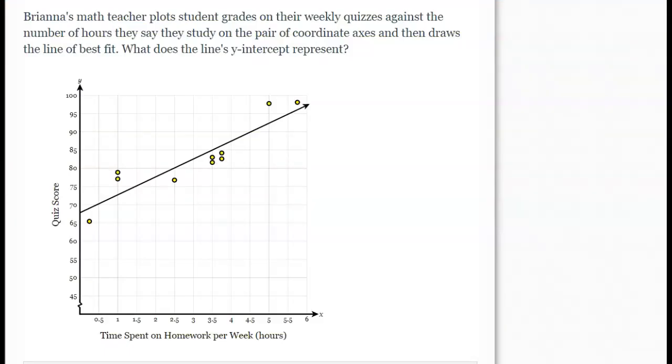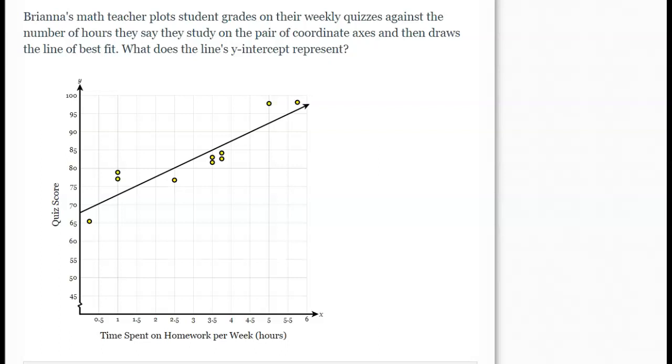The example: Brianna's math teacher plots student grades on their weekly quizzes against the number of hours they say they study on a pair of coordinate axes and then draws the line of best fit. So they plot the points and then just draw a line kind of through the center to see where the center of that data is. What does the line's y-intercept represent?